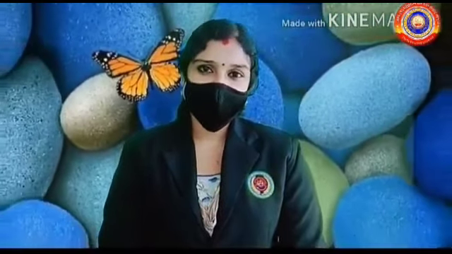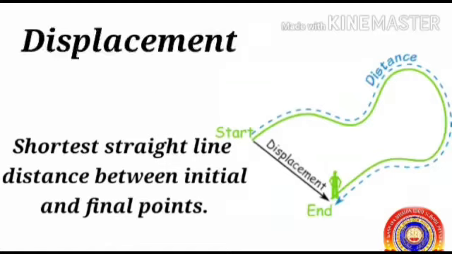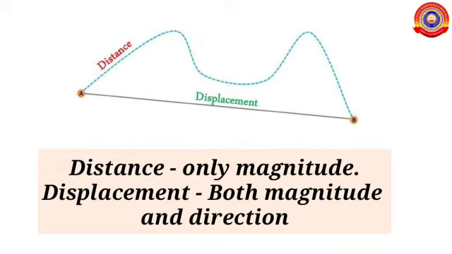In the previous class, we discussed distance and displacement. Distance is the total length covered by a body, and displacement is the shortest straight line distance between initial and final points. Both have the same unit, meter. Distance has only magnitude, and displacement has both magnitude and direction.